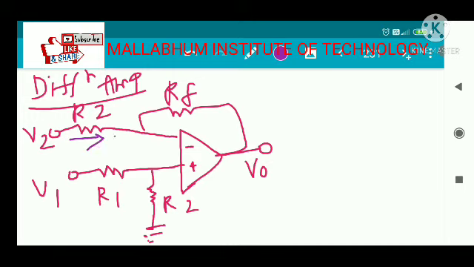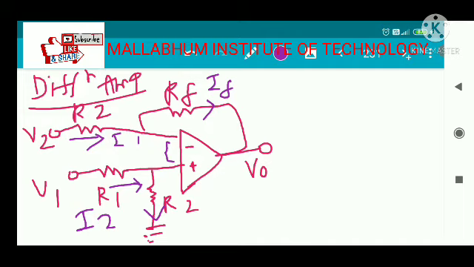The current flowing through this is I1 and this is I2. As the op-amp draws no current, this is your IF. This is a typical differential amplifier with an operational amplifier, as shown in the figure. Assume the differential voltage between the inverting and non-inverting terminals is 0. That means VD is equal to 0, so VA equals VB.